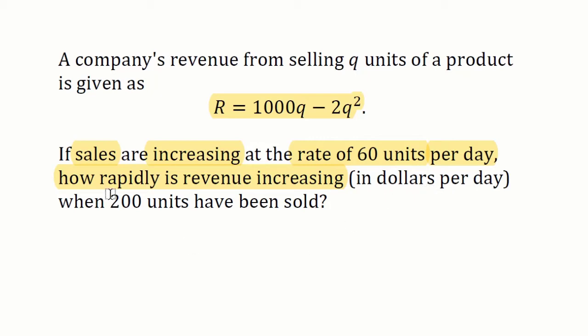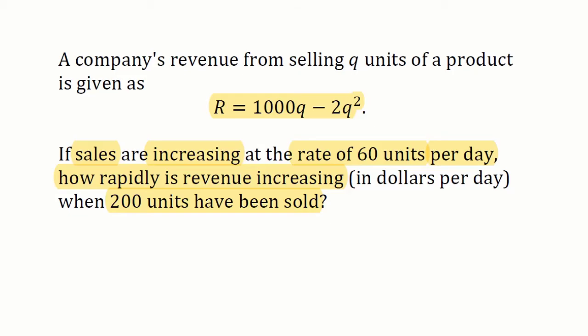Let's continue reading. So we want to find how rapidly is revenue changing. Okay, how rapidly is revenue increasing when 200 units have been sold. All right, this information that I just highlighted indicates that we have a given quantity, a given value for q at that particular instance.